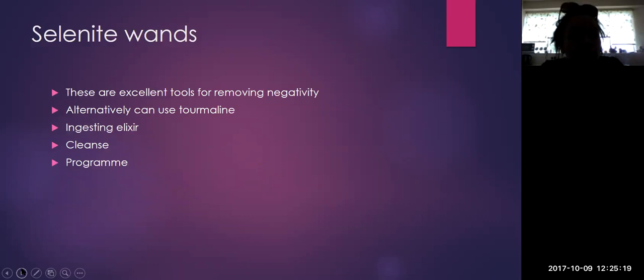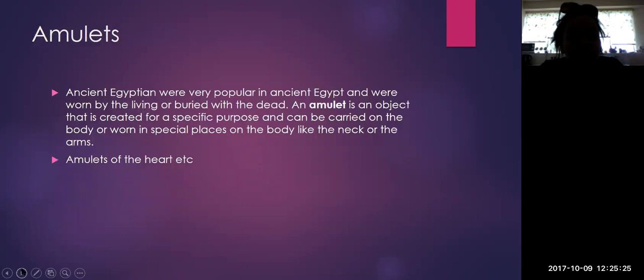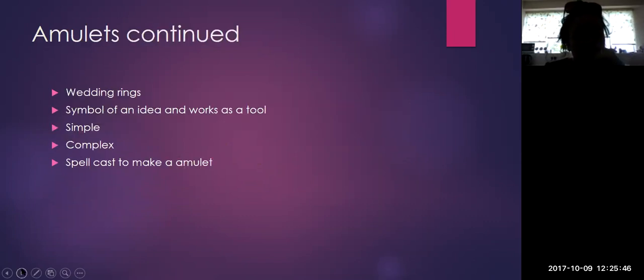So selenite wands are very good for removing negativity. Do the same thing. These are some good stones to use. We talked about amulets. Like I said, this is an amulet. It's something that you would make if you want to give somebody some sort of protection. Now you can make your own things. And someone might say, I need protection, and you can make them an amulet. It's this sort of thing that we should be considering at this point. Wedding rings are a natural, old traditional amulet.